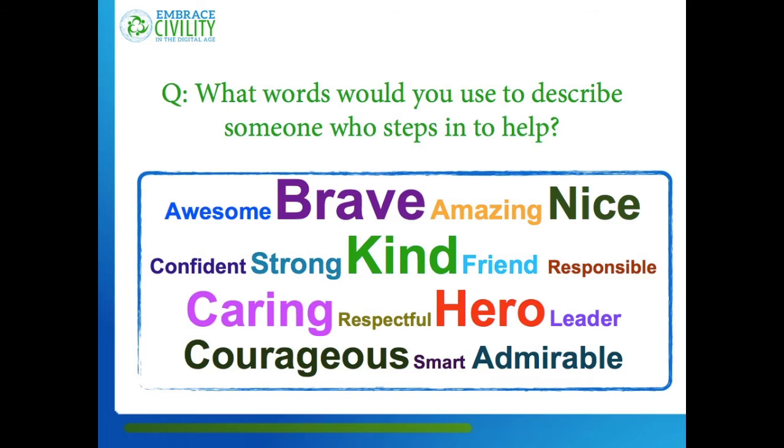And let's go at another way. What words would you use to describe someone who steps in to help? This was a fill in the blank, use your own words, and then you can create a word cloud based on how many times these words were used. This is a very effective strategy.